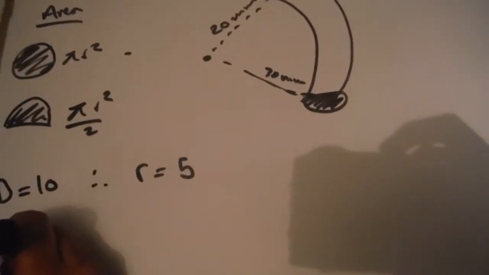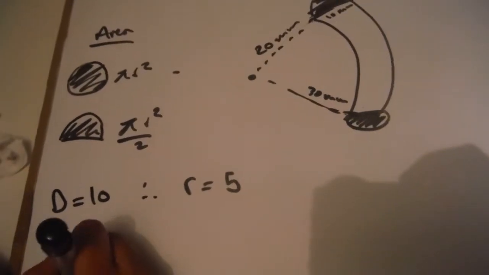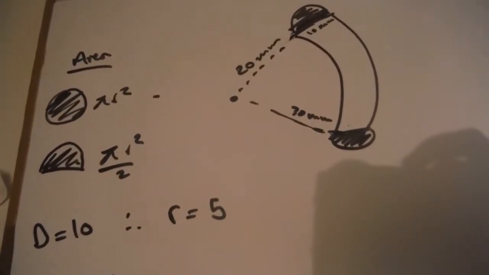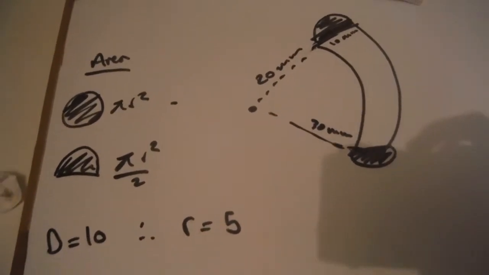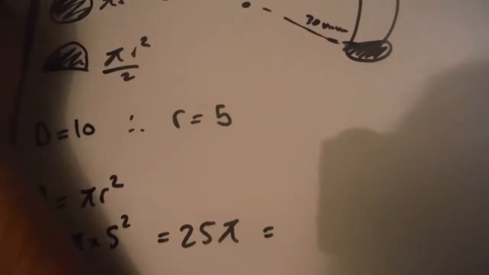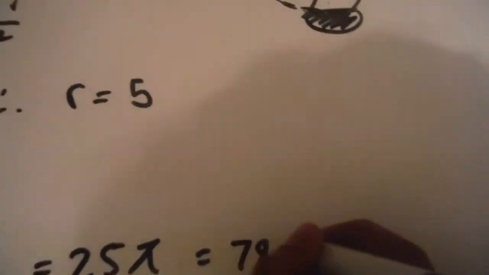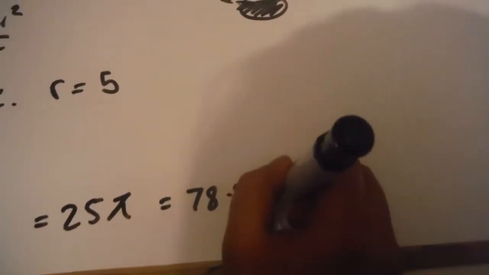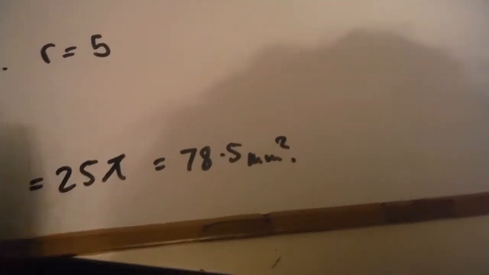So for the area, we can just do pi r squared, which is pi times 5 squared. So you get 25 pi, which is 78.5 millimeters squared.